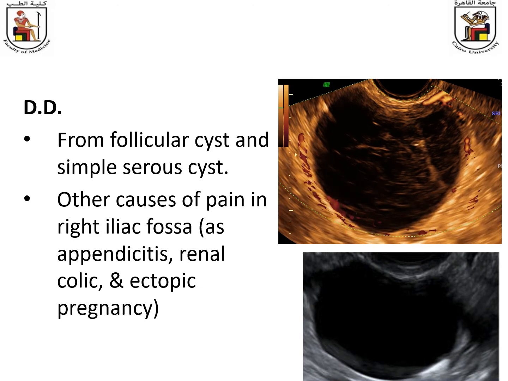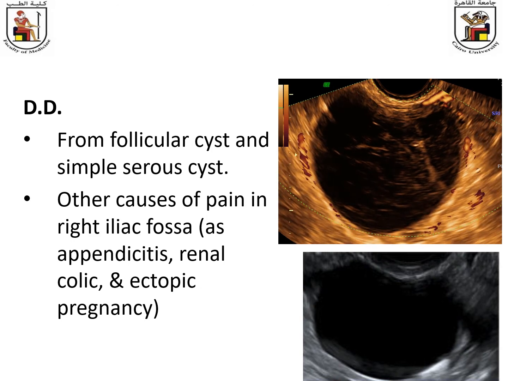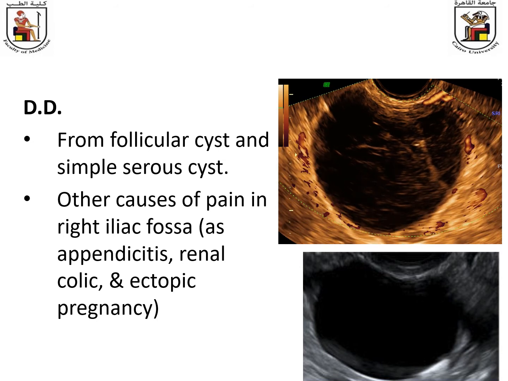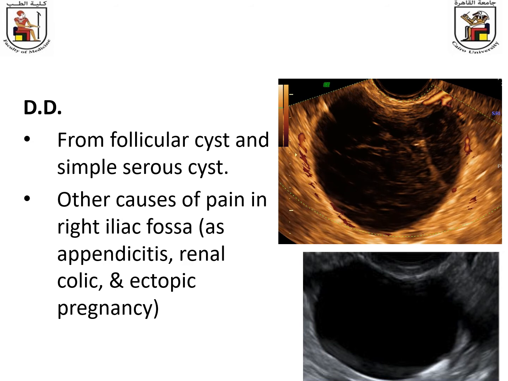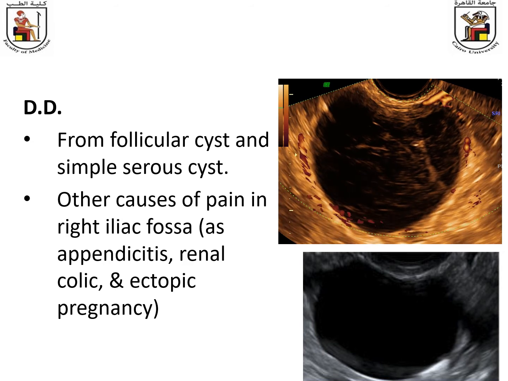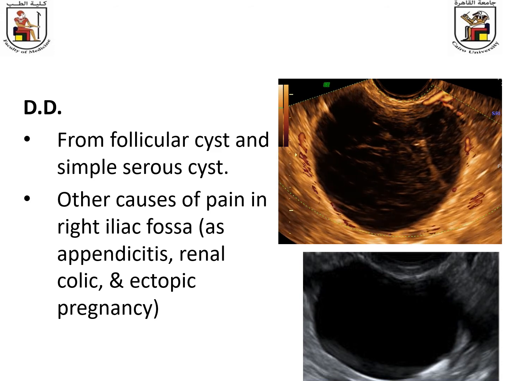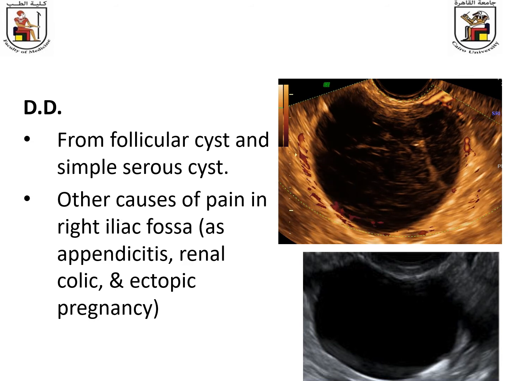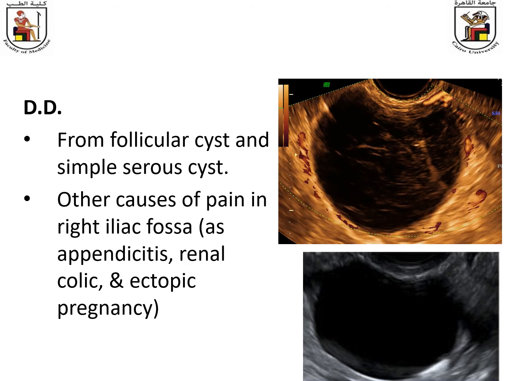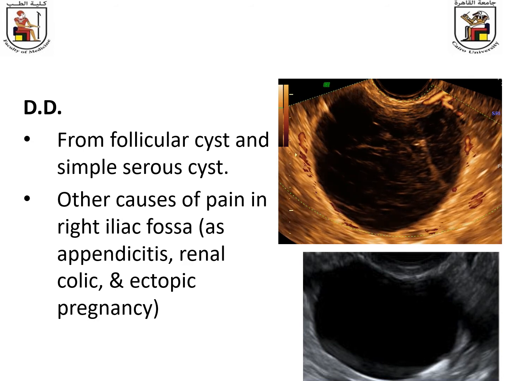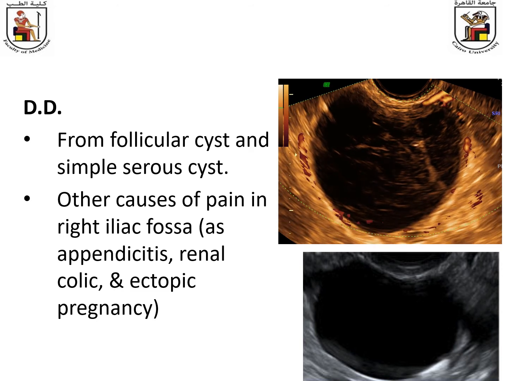It should be differentiated from a follicular cyst, and as you can see here from this slide, the image on top, the video, this is a hemorrhagic corpus luteum, and you can see the characteristic internal echo pattern, what is known as a honeycomb or fishnet appearance, as compared to a follicular cyst which has an anechoic clear content inside. It should also be differentiated from other causes of pain in the right iliac fossa, such as appendicitis, renal colics, or ectopic pregnancy.